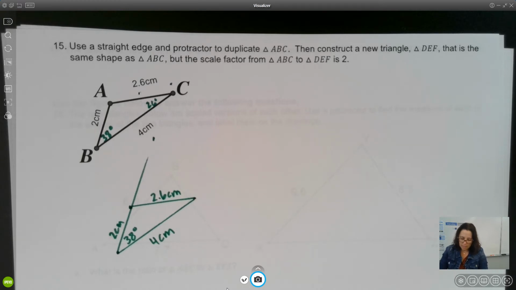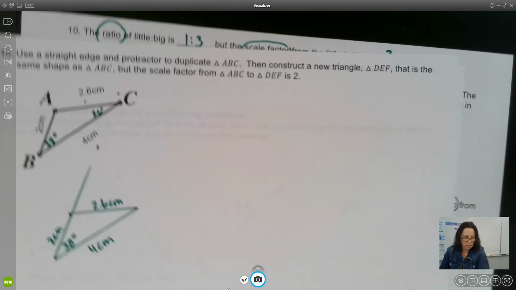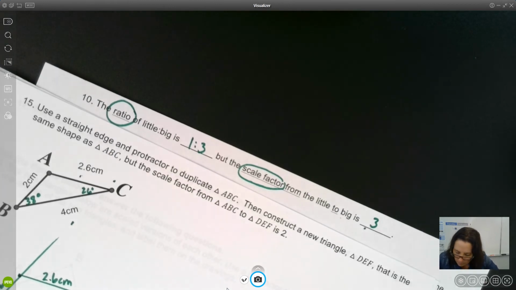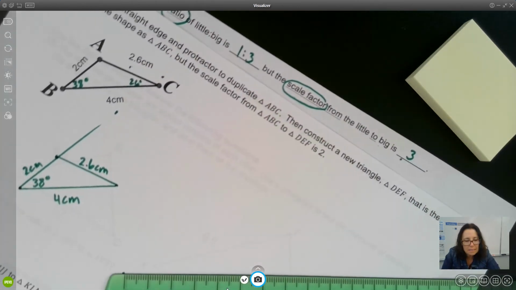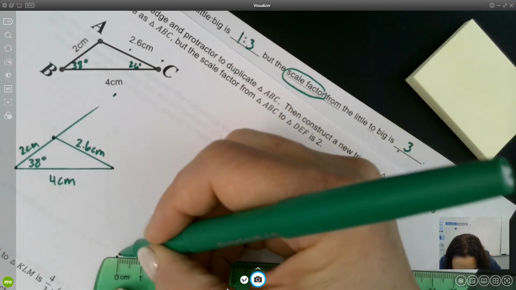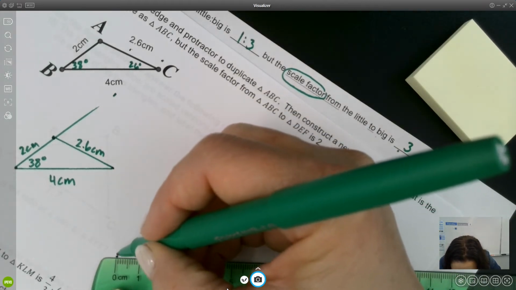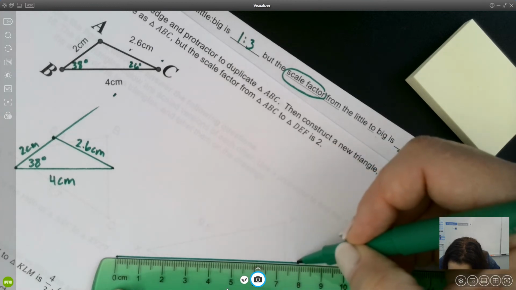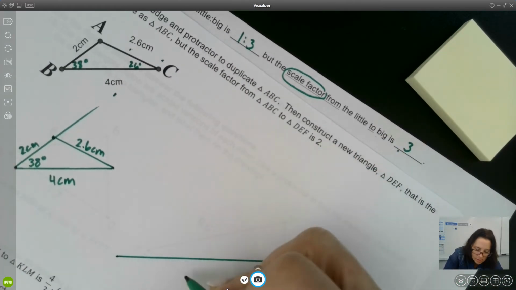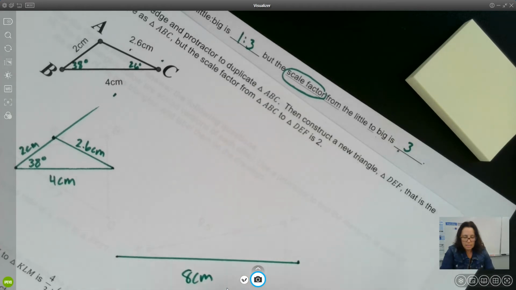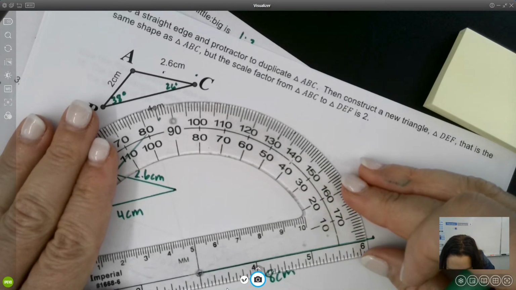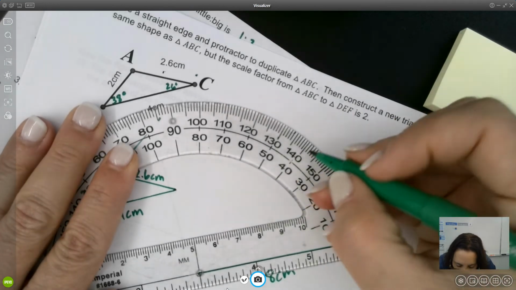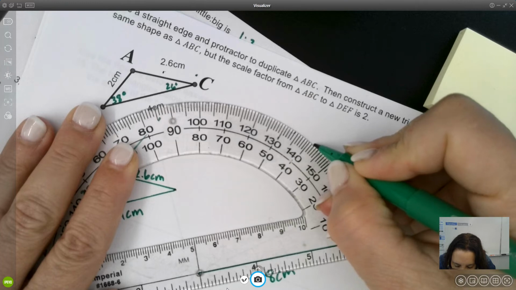Okay, so I'm going to go ahead and do an 8 centimeter. An 8 centimeters. So I'm going to start at 0. Let me see if I can scooch this up. 8 centimeters from there to there. Okay, so that was 8 centimeters. Okay, I need a 38 degree angle from here. 38 would be like here.